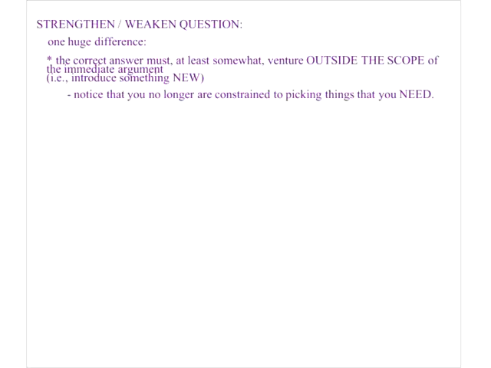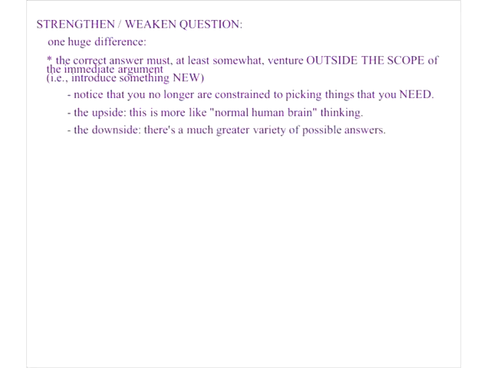Okay, this means there's an upside and a downside. The upside to this is more like normal human brain thinking. But the downside is that there's a much greater variety of possible answers. Because remember, with finding the assumption, you pretty much have to stick with what you're talking about already. So with that one about driving and walking to work, we had to stick to the topic of just walking versus driving. So that one about other methods of reducing pollution, out of scope.